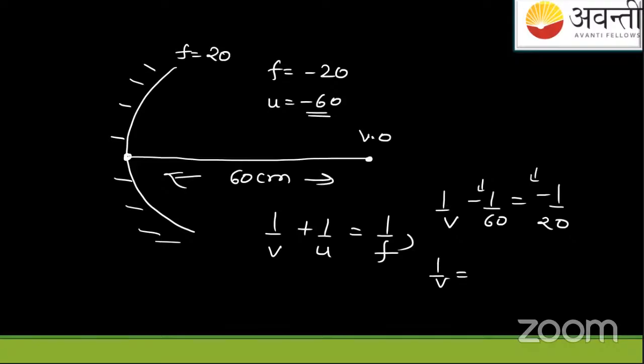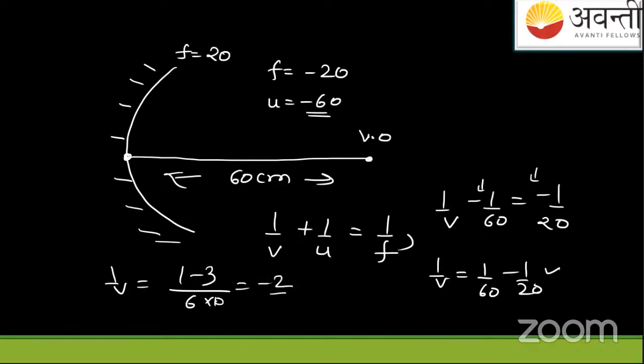Final answer of this question is what? 1 by 60 minus 1 by 20. Solve this. What is it? So this you will get as how much, students? That is minus 2 by 60, that is 30. So you will get the final image at v equals to minus 30. That is somewhat here, half. And this is the final image.